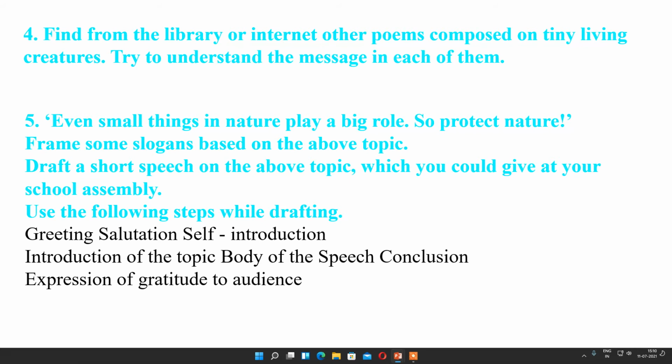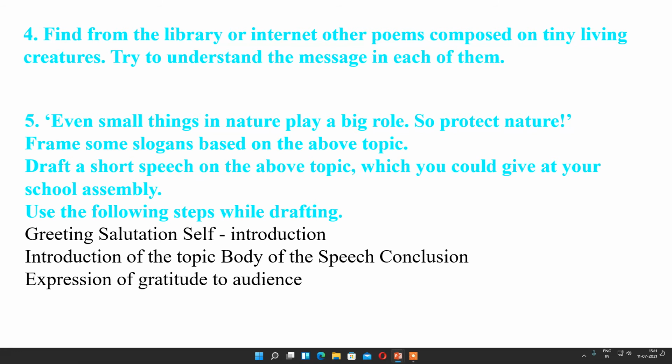Question number 5. Even small things in nature play a big role. So protect nature. Frame some slogans based on the above topic. Draft a short speech on the above topic which you could give at your school assembly, and use the following steps while drafting. So first you have to do greeting or salutation, that means good morning to everyone present over here, then self introduction, that I am so and so, today I got this opportunity to present myself in front of you with the topic, then give the name of your topic and explain the body of the speech.